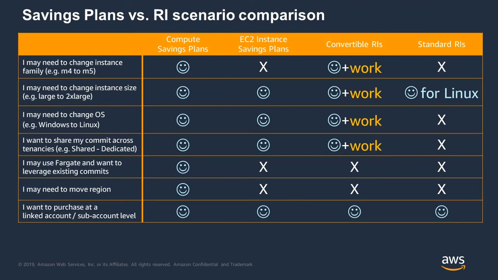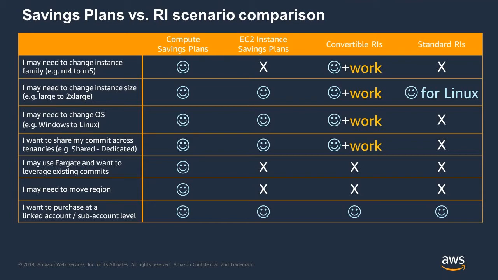So if we compare savings plans and RIs under different scenarios, it will shed some more light as to the differences between the two offerings. Firstly, if you ever need to, or you see yourself planning to change instance family going forward into the future, then with Compute Savings Plans and convertible RIs, your needs will be met. With convertible RIs, however, there is some work involved in doing the exchange across families, whereas Compute Savings Plans does that automatically. If you need to change instance size, then that's possible across largely all of the options.